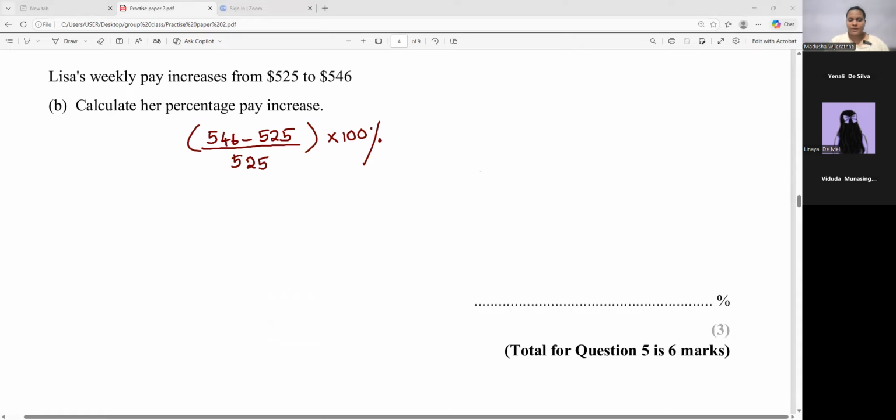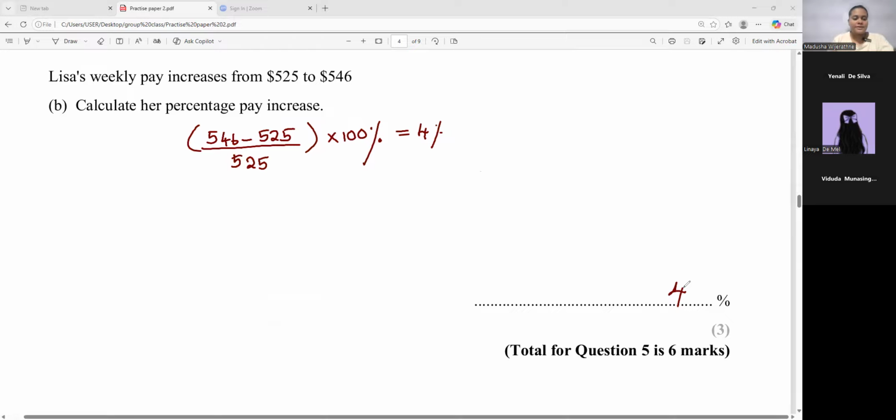546 minus 525, over 525, times 100. 4%. The answer is 4. 3 marks.